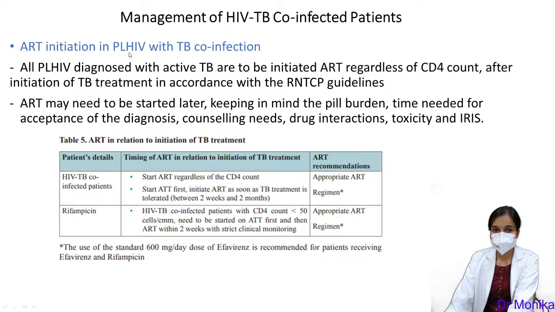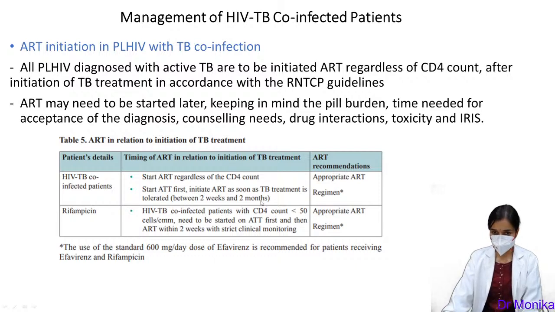So coming to ART initiation in patients living with TB co-infection. All patients diagnosed with active TB are to be initiated on ART regardless of the CD4 count. The ART may need to be started later, keeping in mind the pill burden and time needed. So these are the disadvantages: there is a pill burden, or there is a drug interaction and toxicity which can lead to IRIS. In HIV-TB co-infected patients, ART should be started regardless of the CD4 count, and first the ATT should be started, and ART should be initiated as soon as the TB treatment is tolerated, that is between 2 weeks to 2 months.